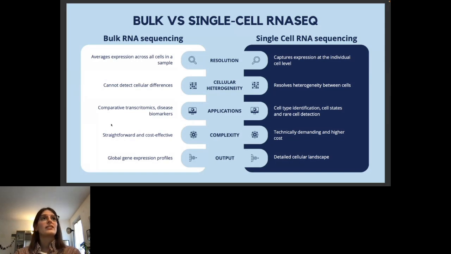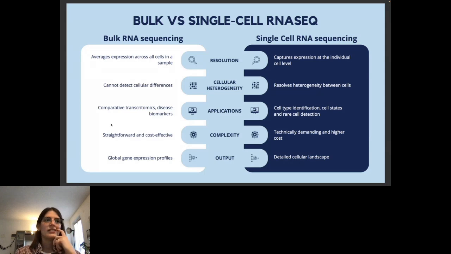Then, what about the complexity? The bulk RNA sequencing is, I would say, straightforward, just because it is maybe more known, and for many years we have had a standardized analysis pipeline for analyzing this data, and it is cost effective, so it does not cost that much. Whereas with single cell, we have more information, more data. So we also have a computationally demanding analysis, and we have a higher cost. So we have more information and more resolution, but it comes at a cost, which is computation and money.